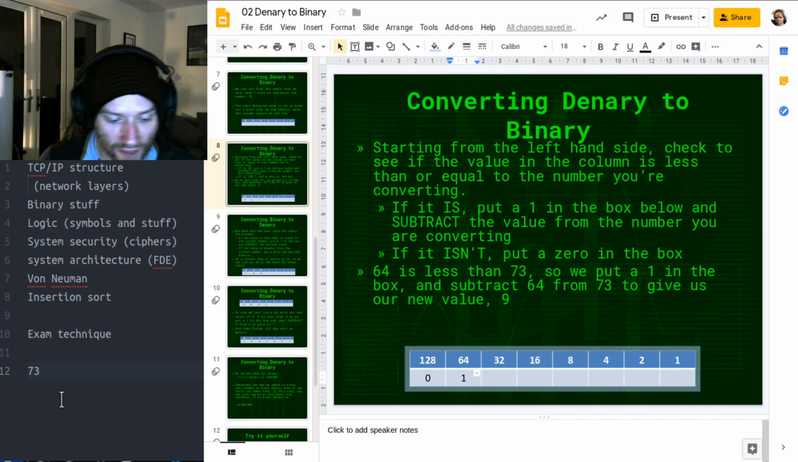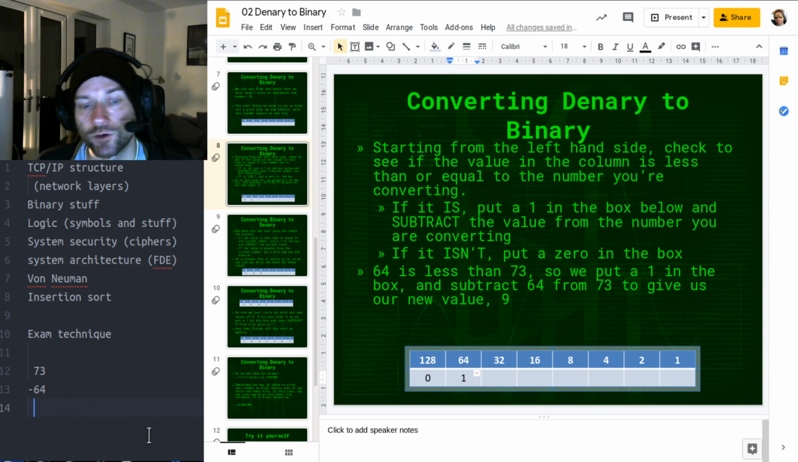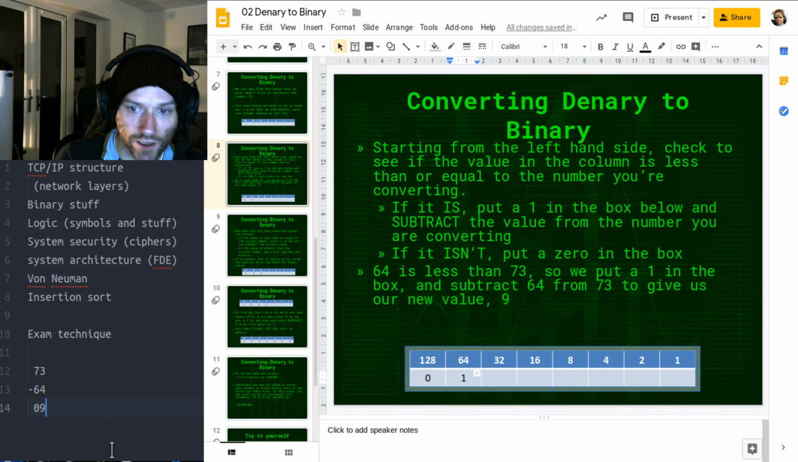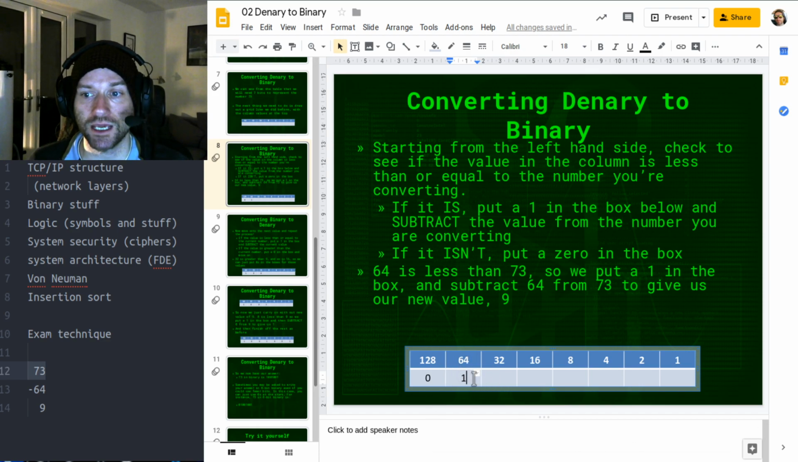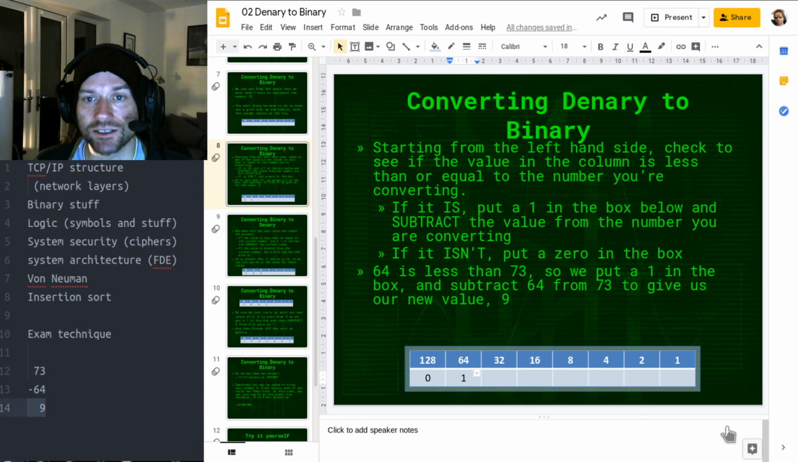Now, after I've done that, I have to subtract 64 from my original 73. I'm going to put it like that so it's easier to see. So I'm going to subtract 64 from 73, and I am left with 9. There we go. 73 minus 64 is 9. 9 now becomes the new number that I am looking at. I don't need to worry about 73 anymore. That's done. We gave 64 of our 73 over to this column here. I'm pointing at the screen and you can't see me, so I'll wiggle the mouse around. So we're carrying on with 9 as the number that we're converting.